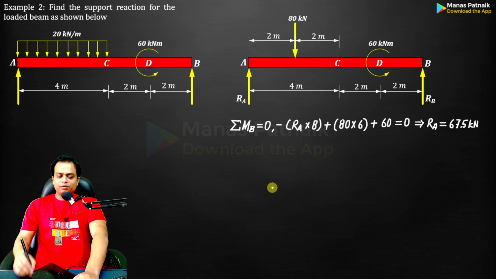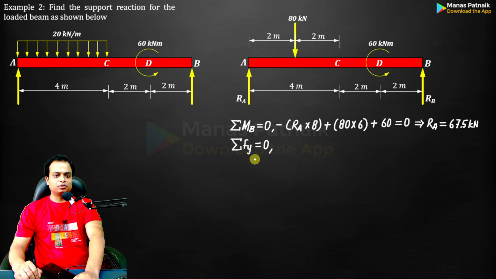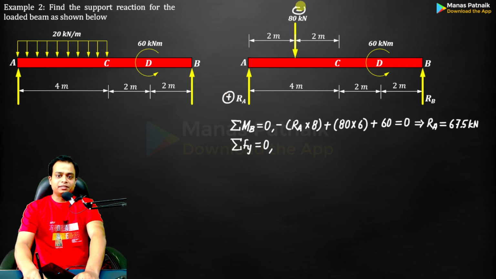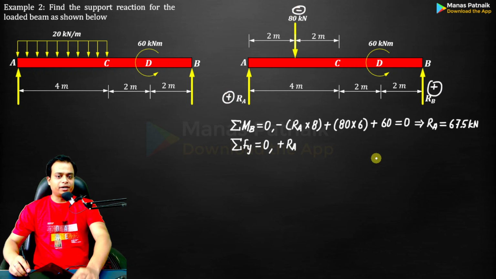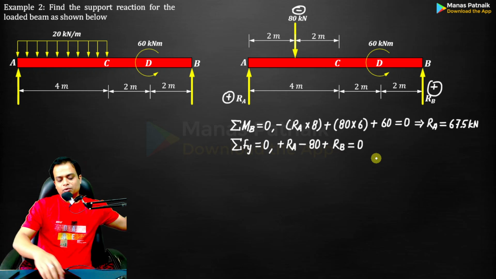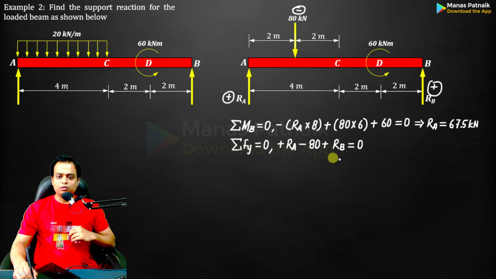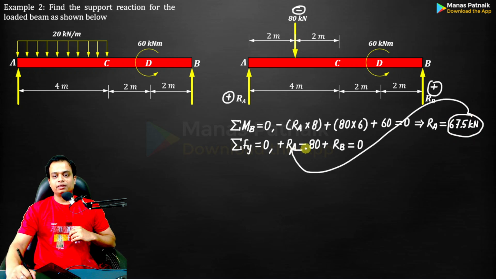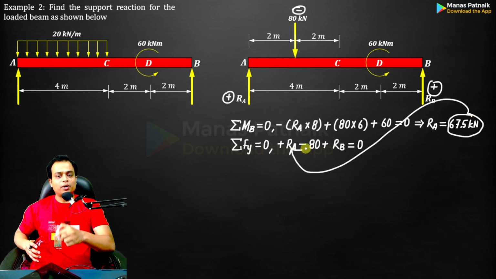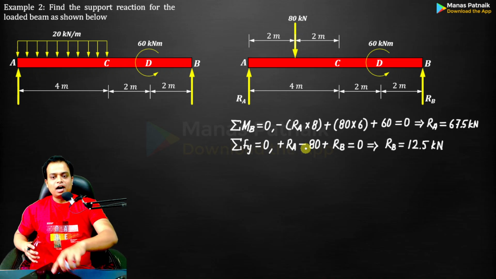Secondly, what we can do is go for summation Fy equal to 0, because there are no horizontal forces or reactions, so you don't have to think about that. When you do Fy is equal to 0, what you have is plus RA, then minus 80, then plus RB. Write it down. Solve it. How can we solve it? There is one equation and 2 unknowns, RA and RB. No, there are not 2 unknowns. You already have the value of RA. Plug it in over here. Then you have one equation and one unknown, and you can get the value of RB as 12.5.